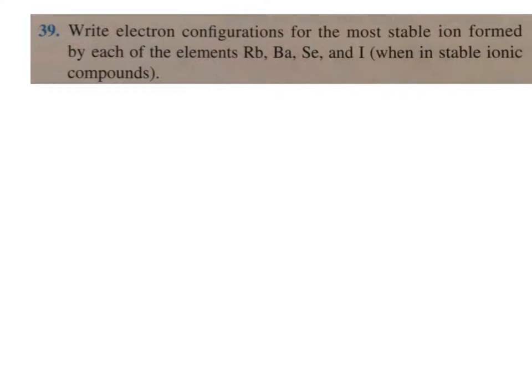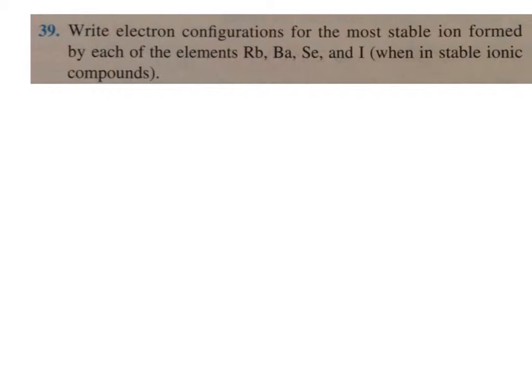Okay, for number 39, it says to write electron configurations for the most stable ion formed by each of the elements rubidium, barium, selenium, and iodine, when in stable ionic compounds. So these are a collection of metals and nonmetals. The first two are metals, so they'll be losing electrons. The second two, selenium and iodine, will be gaining electrons. So I'll show you the rubidium, and we'll do the iodine, which will become iodide when it becomes an ion.